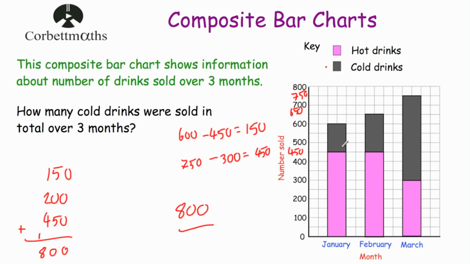So for instance, whenever we were dealing here in January, they started at 450 and they finished at 600. So to find how many drinks were sold here, we had to do 600 take away 450, and that's quite important whenever you're dealing with the sections on top or above the bottom one. The bottom ones are quite easy to deal with, and that's it.